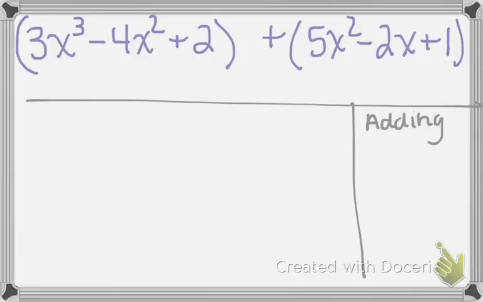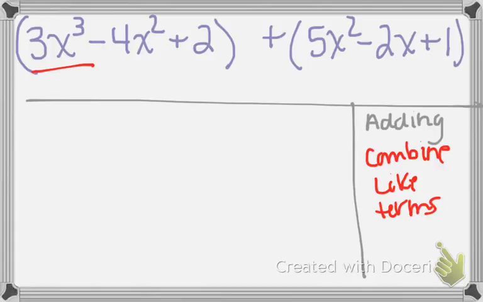And when we have adding polynomials, it's not too shabby. All we have to do is combine like terms. So I have 3x cubed, and I look through and I say, do I have any other x cubes in my problem? And I don't. So that goes down, 3x cubed.